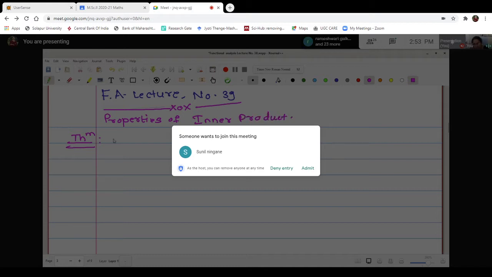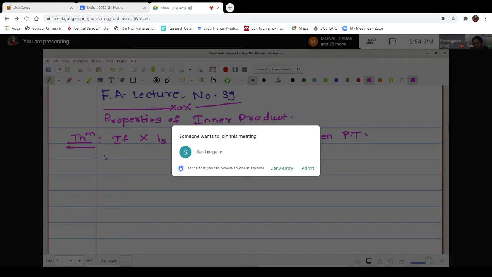Okay, therefore here if X is a complex inner product space, in general if it was not mentioned whether the inner product is real or complex, then in general we will consider this to be a complex inner product space only. Okay, then prove that.